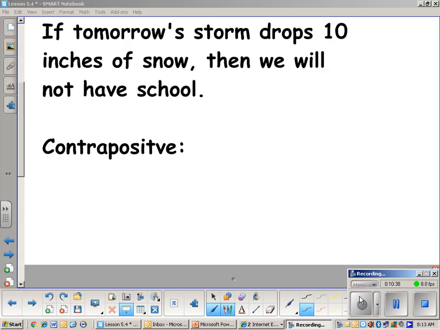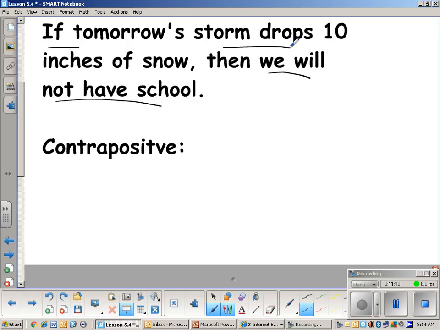So first of all, what does a converse do? We haven't revisited that yet today. We learned the converse a long time ago. What does a converse mean? What do I do to get the converse from a conditional? Flip the hypothesis and conclusion. Yeah, we switch hypothesis and conclusion. So the converse of this statement would say, if we will not have school tomorrow, then the storm drops 10 inches of snow, right? That's what the converse would say.